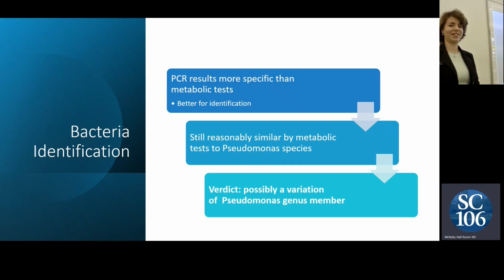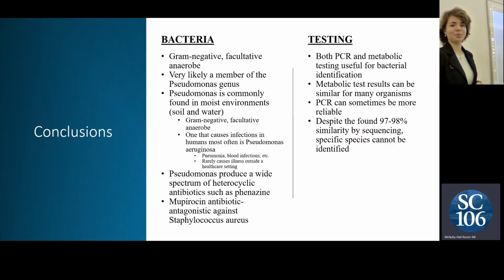So the question comes, what do we trust? The PCR results were a little bit more specific, and there is a 97 to 98% chance that it's some Pseudomonas. So we decided to go with the PCR results rather than the metabolic tests. Once again, the dichotomous key did not have as many bacteria variations, so obviously it could not account for everything. And because of mutations, it is possible that the Pseudomonas could differ a little bit metabolically, but the nucleotide sequencing still showed 97% similarity. So once again, there's reasonable similarity between Pseudomonas and our PCR results, and the verdict is probably a variation of Pseudomonas.